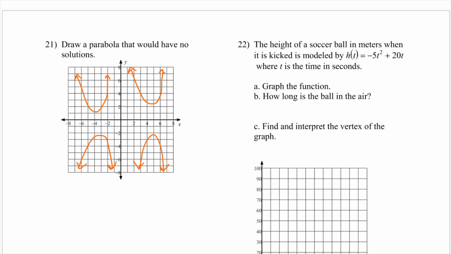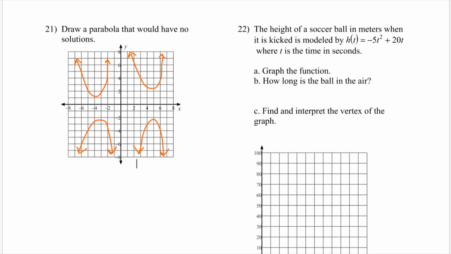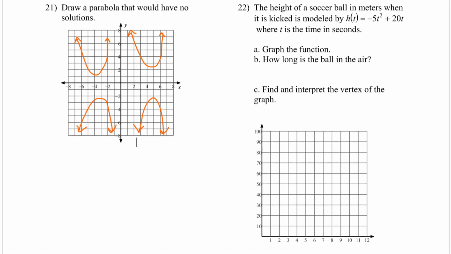Finally, we have a word problem here. Word problems are great because they show us exactly where our math would be used in the real world. So we've got a soccer ball, and the height of it in meters when it is kicked is modeled by h of t equals -5t squared plus 20t, where t is the time in seconds. Part A says graph the function. So we've got a, b, there's not a c, but we don't really need c. If we did need c, c would be 0.